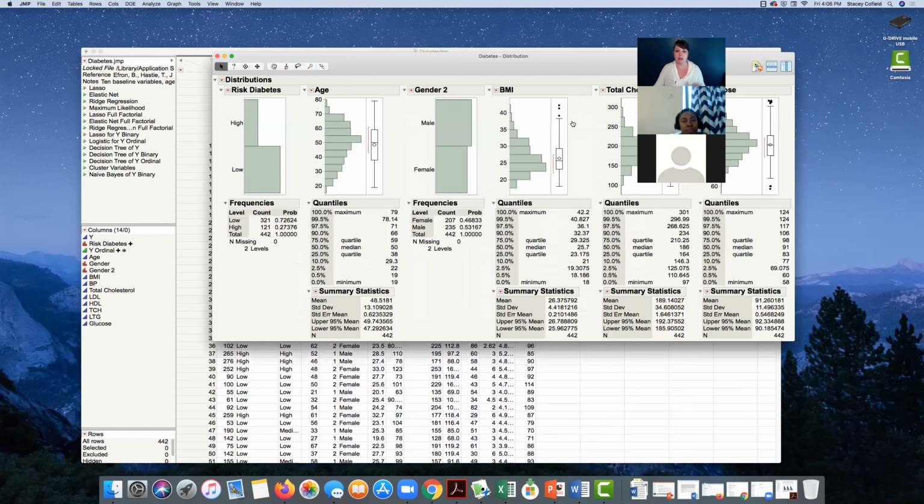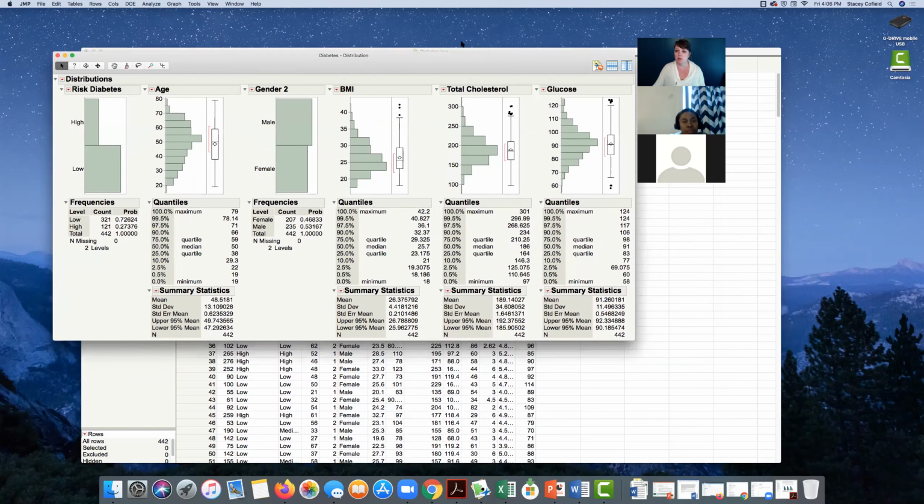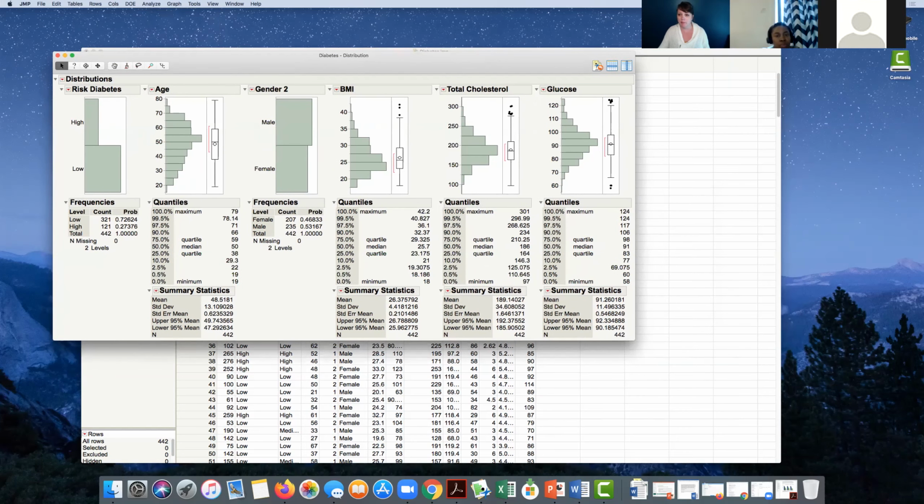So this is just data investigation, right? This is what we do with all of our data sets to have an idea of, okay, I have 442 rows. Let's see, I have 440. I don't have any missing data, so that's good. It looks like the majority of the people in this data set are at low risk of diabetes. So 73% of people here are low risk for diabetes. And that's our basic understanding of the risk of diabetes right now.